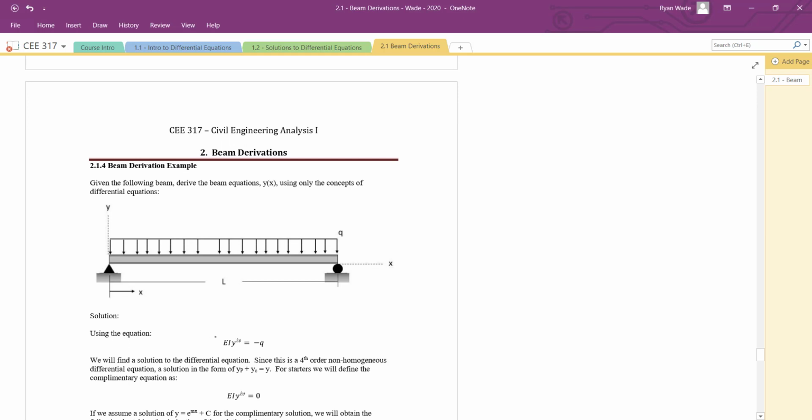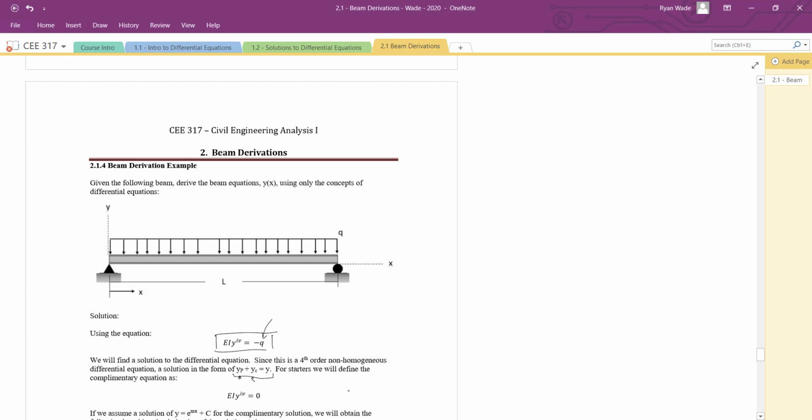So we're going to use the important concept that we developed earlier, that the fourth derivative of y, times the stiffness, is equal to negative q, our loading. Since it's a fourth order non-homogeneous equation, not homogeneous because we have the q here and it's not equal to 0, we're going to have a solution in the form of a particular solution and then our complementary solution, and then we're going to add them together to form our complete solution.